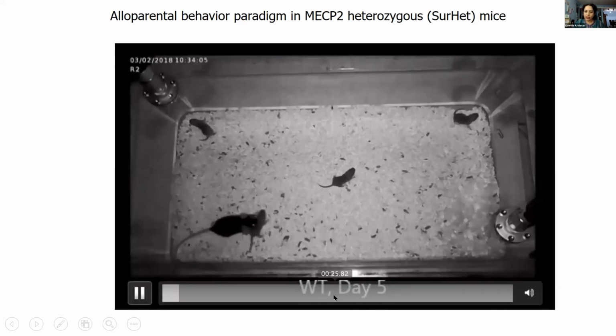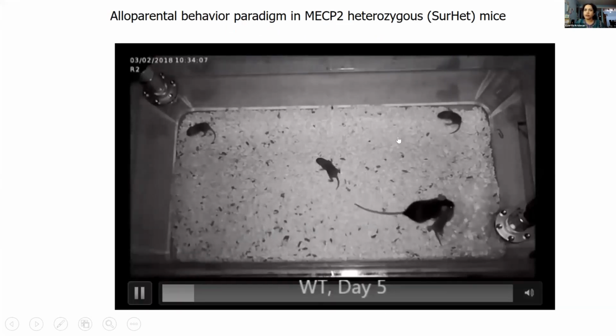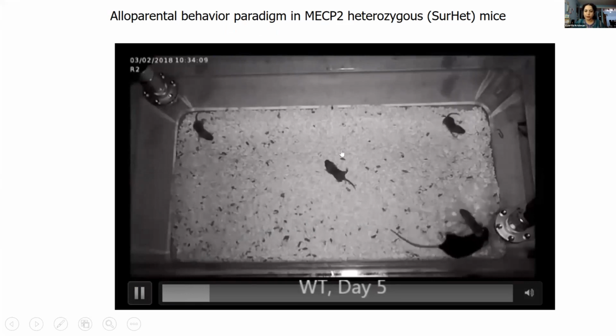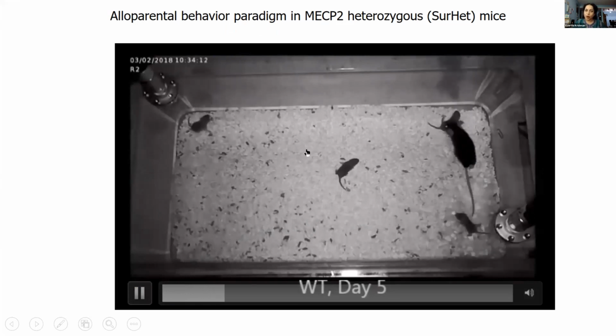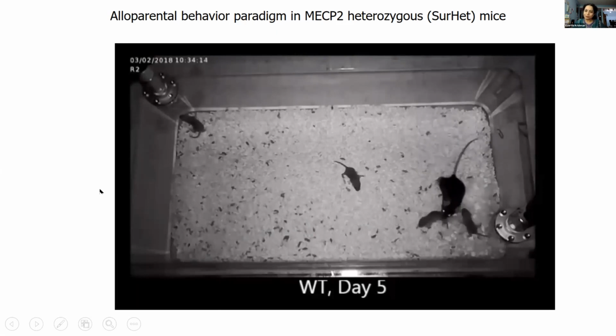In this, a wild-type female is retrieving the pups that are shown in the different corners here. This is done in a dark box. I'll let you watch for a minute.